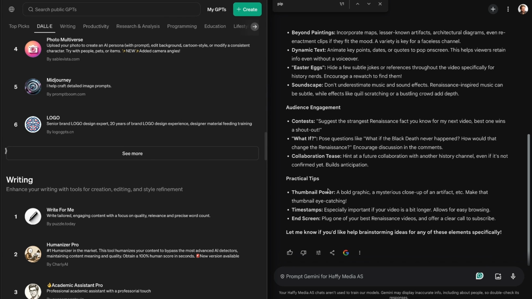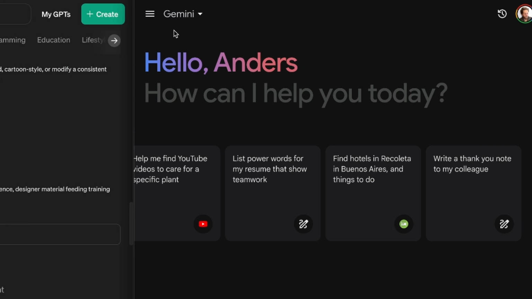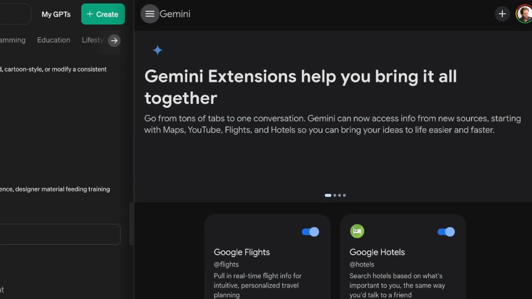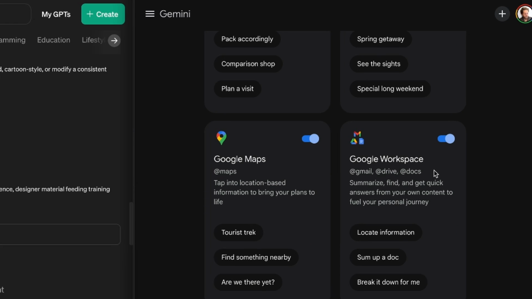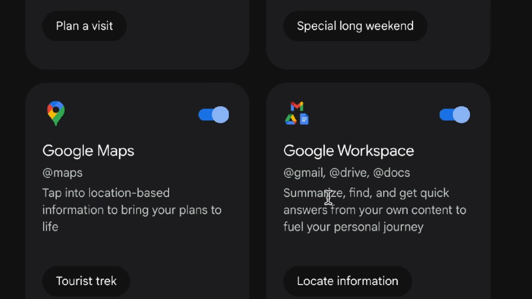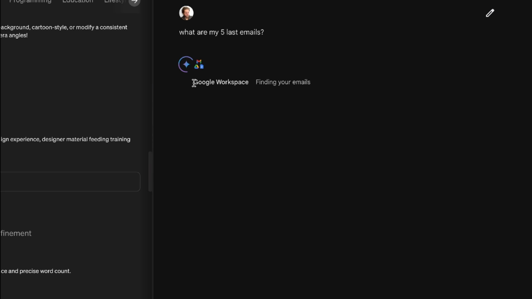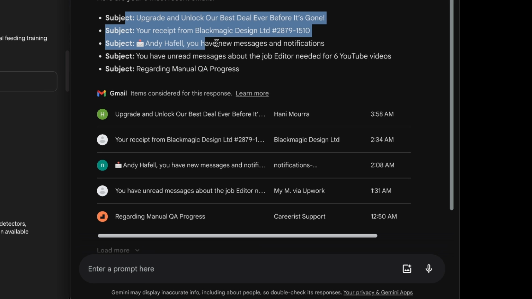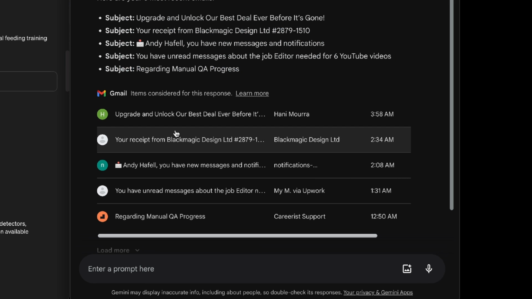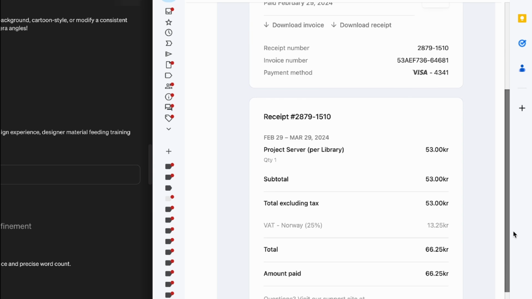isn't able to do. When you have a personal account of Gemini, you get these extensions. The extensions include Google Workspace, Drive, Docs. What that means is I can ask it, what are my 5 last emails? Just like that, it's going to use Google Workspace and go through Gmail. The same goes if I say my last docs or sheets or slides, as it's connected to your Google Drive. As you can see, you get the last 5 subject lines as well as the emails right here, and if I click on one of them, it opens directly in Gmail.